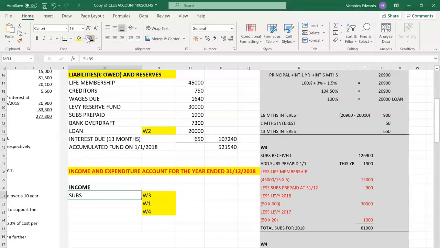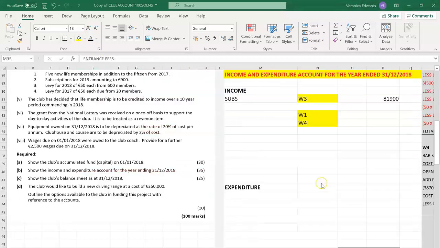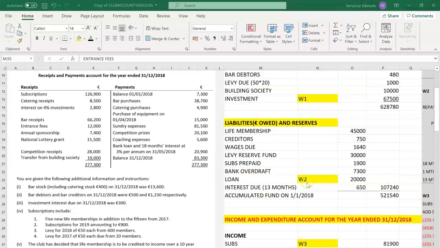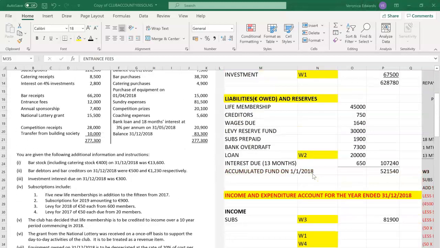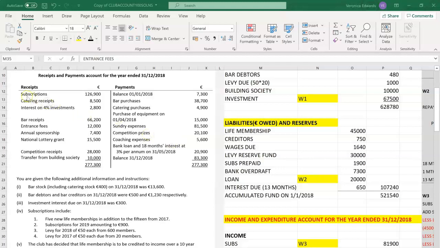So we put our subscriptions figure in here like this, and as we worked it out, 81,900. So there's your first source of income sorted out. Now, again, we check our receipts section and use it as a guide to figure out what our second source of income is. So underneath subscriptions there, you can see that we've received 8,500 from catering during 2018. Not only do we have catering receipts though, but if you look over to the right hand side, we also have catering purchases. So what we need to do in a case like this is figure out whether or not we made a profit or a loss on catering during the 2018 financial year.